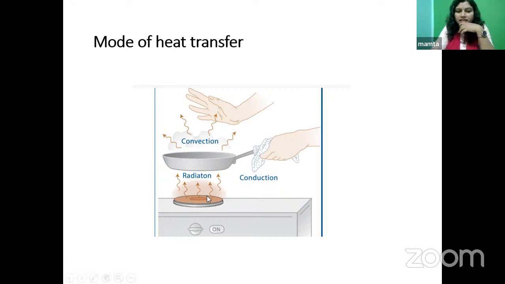Okay, and in convection, you see there is the need of a medium through which it can move. But in radiation, heat or the solar radiation, whichever comes to the earth, doesn't need any medium, and it transfers the heat. For example, the solar radiations come through the vacuum. It does not need any medium.